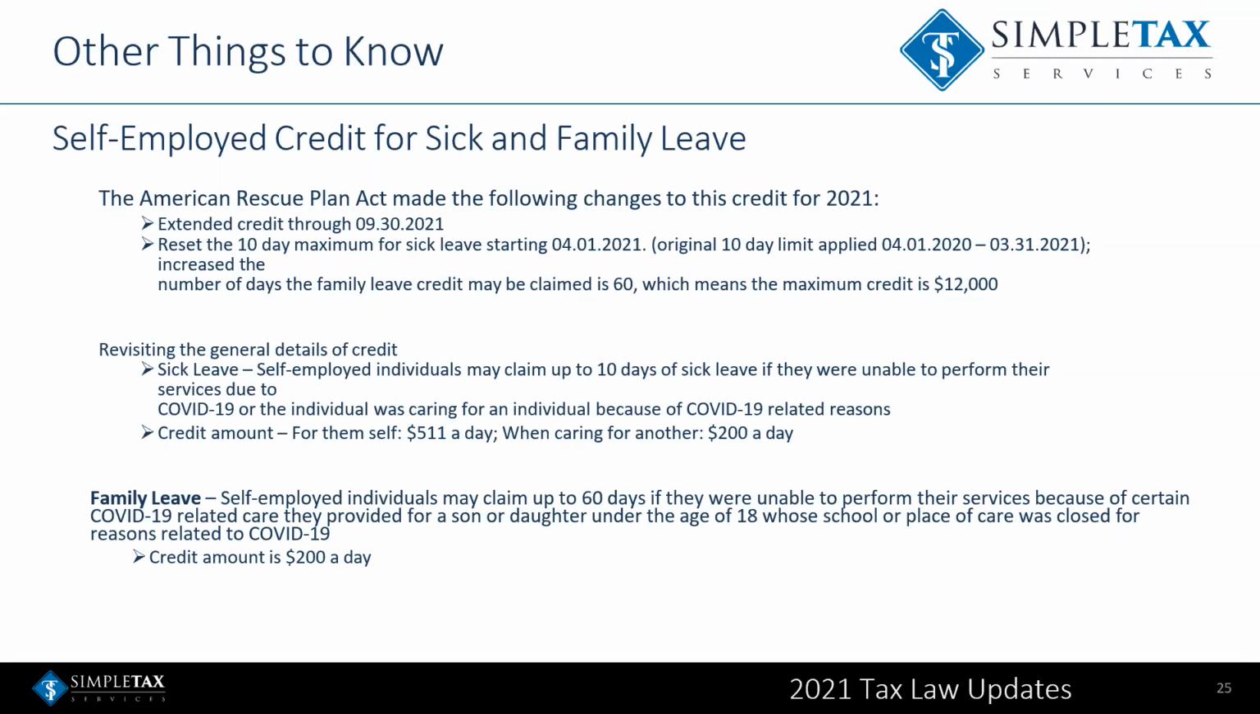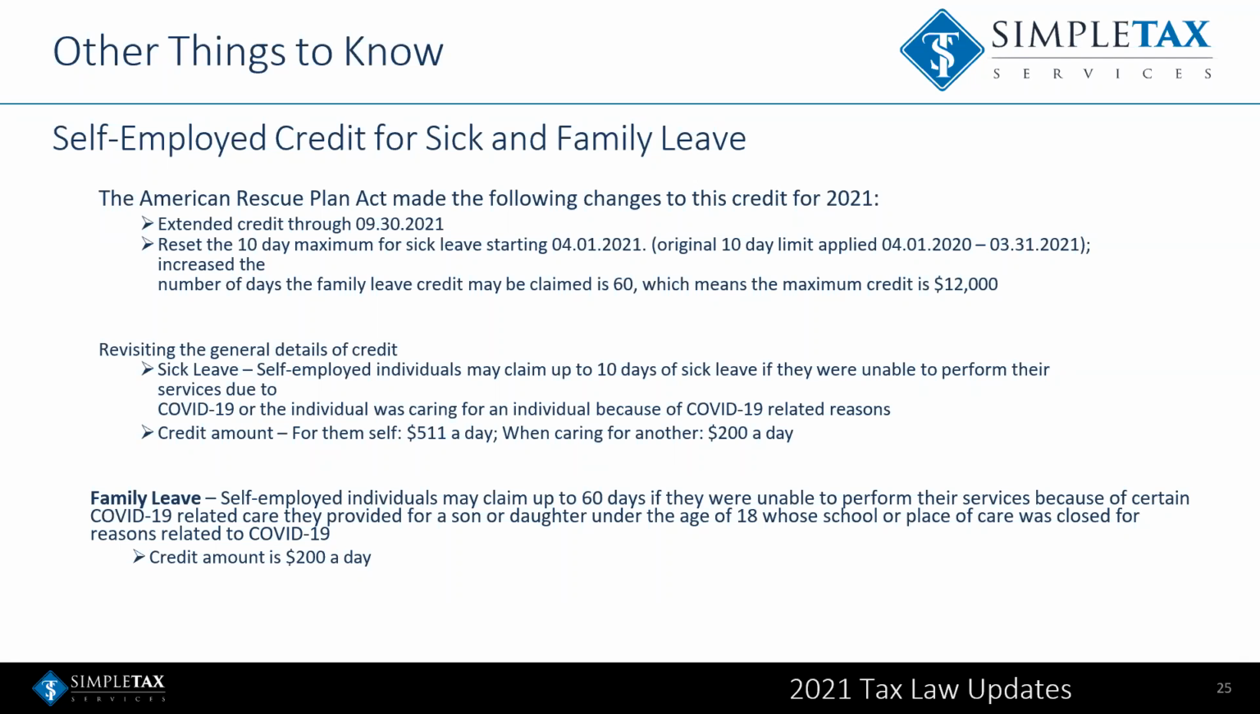Family leave allowed self-employed individuals to take up to 60 days if they were unable to perform their services because of certain COVID-19 related care they provided for a son or daughter under the age of 18 whose school or place of care was closed for reasons related to COVID-19. Now, this will be a little tricky for those of you who are in Texas. Most of our schools were open by the second semester. There's a few, I'm sure, that were out there. I know the school district here locally, the kids had the option. They could either go to school or they could do remote learning.